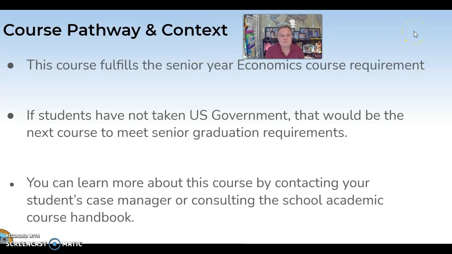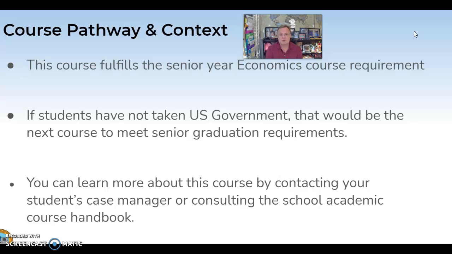Specifically, this course fulfills the senior year economics course requirement. Your student is required to take 4 years of social studies, and in their last year, they take U.S. government and economics. If students have not taken U.S. government, that would be the next course, but most students, if not all in this class, have already taken the fall semester of U.S. government, and this is their final semester to meet their social science requirement.